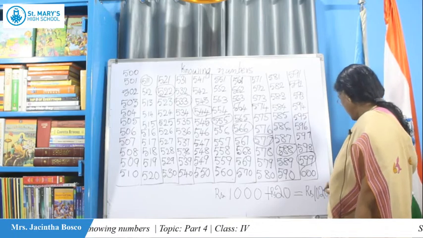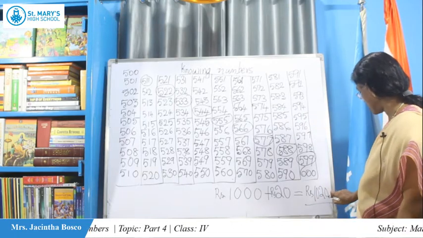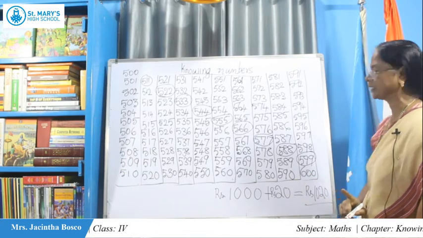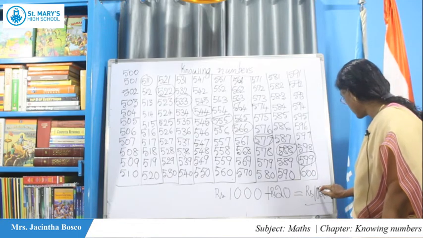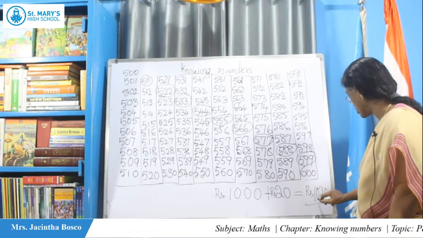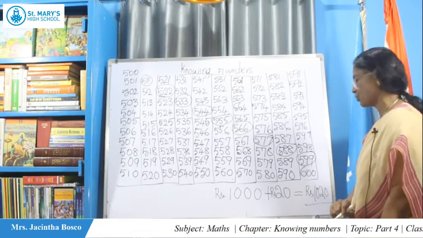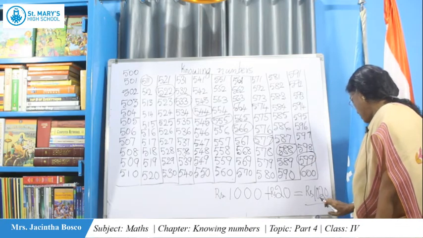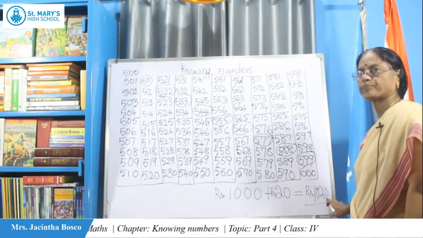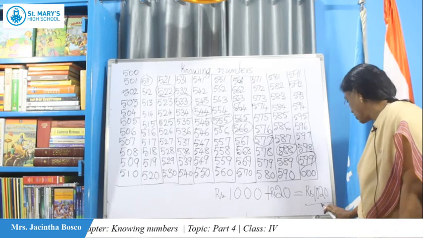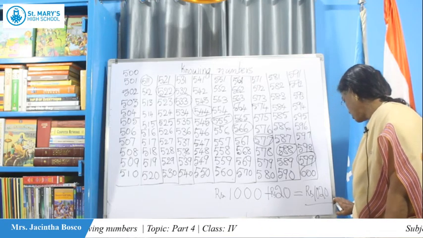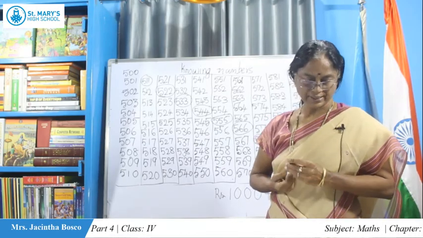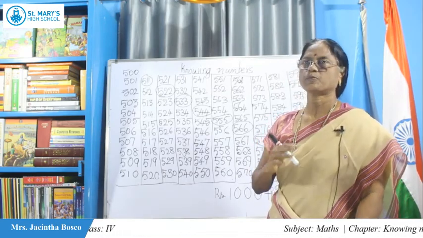1020. What did you write in the units digit? 0. What did you write in the tens digit? You wrote 2 in the tens digit. What did you write in the hundreds digit? 0. What did you write in the thousands digit? 1. So what is your answer? 1020. That's the answer. So we will see next class about expansion of numbers.